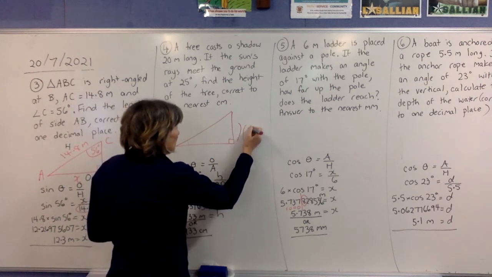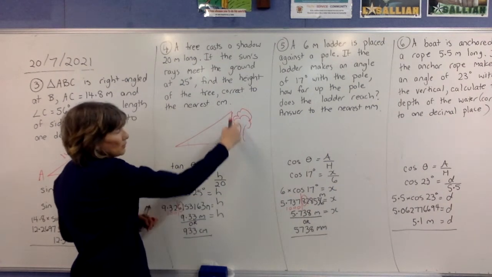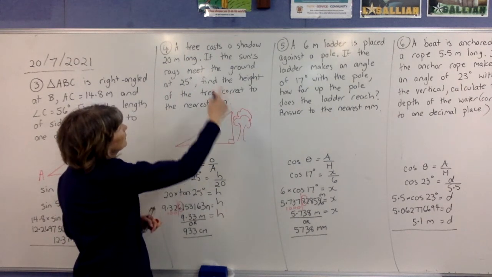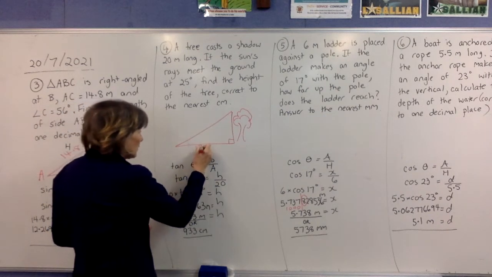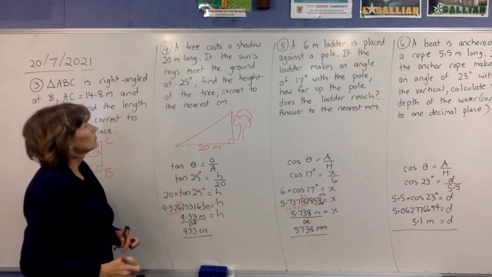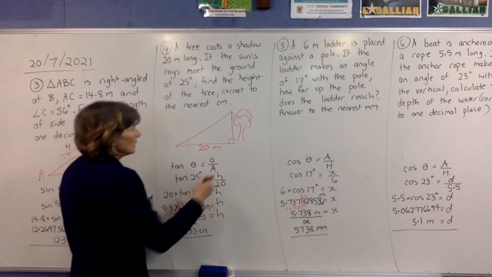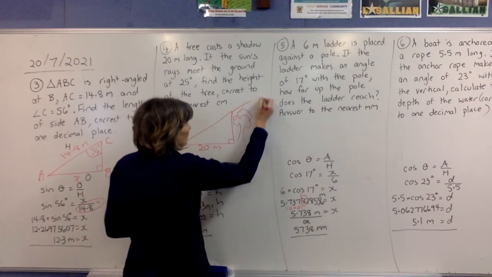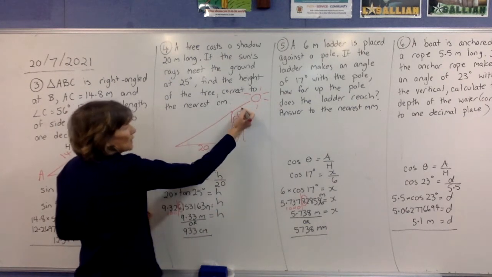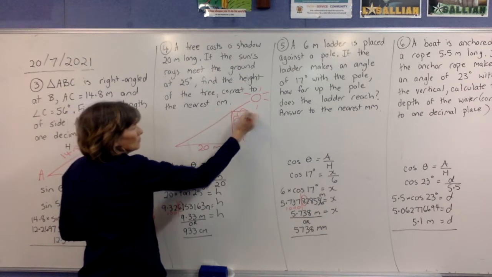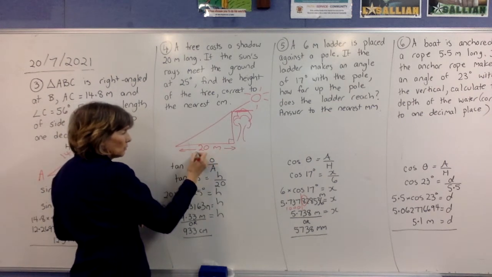So here's your tree. Goes up that high, so whatever. Okay? So your tree is the vertical thing. Now, it casts a shadow 20 metres long. Shadows are on the ground. So here's your shadow down there. And now it says, if the sun's rays meet the ground at 25 degrees. Now, what actually causes a shadow is when you have your sun, one of those rays will hit the top of the tree, which is here, and continue onto the ground, and that's what forms the length of the shadow.